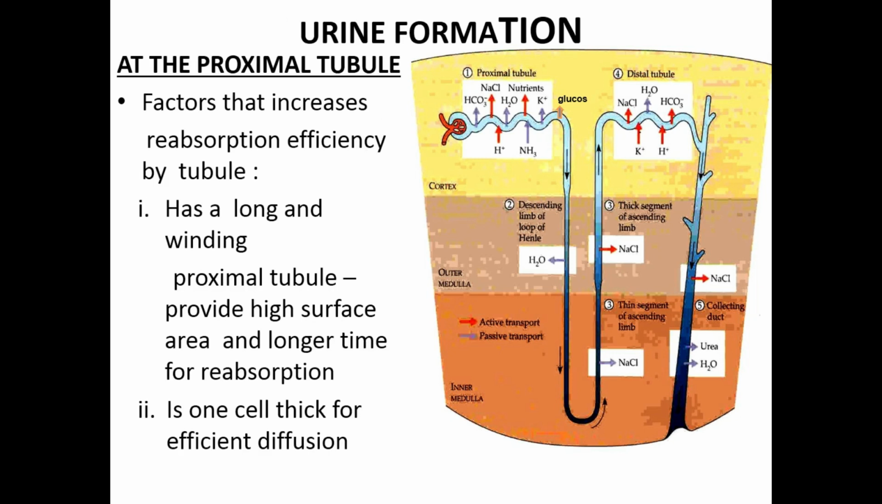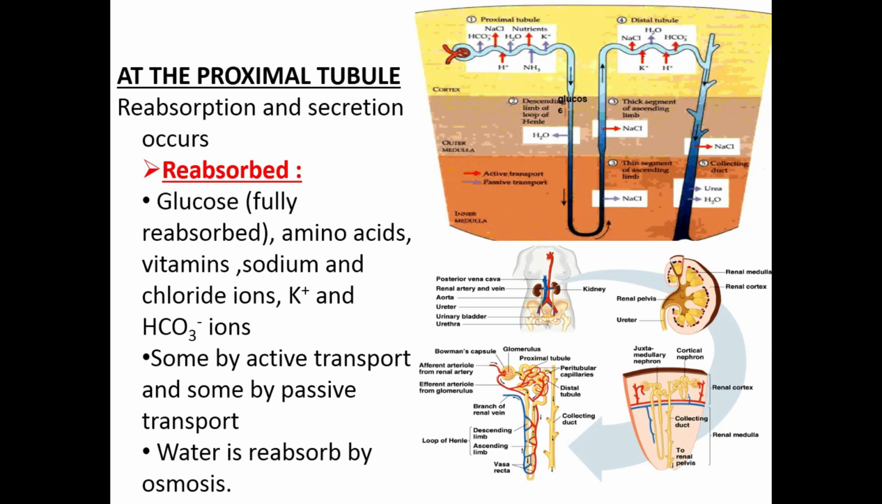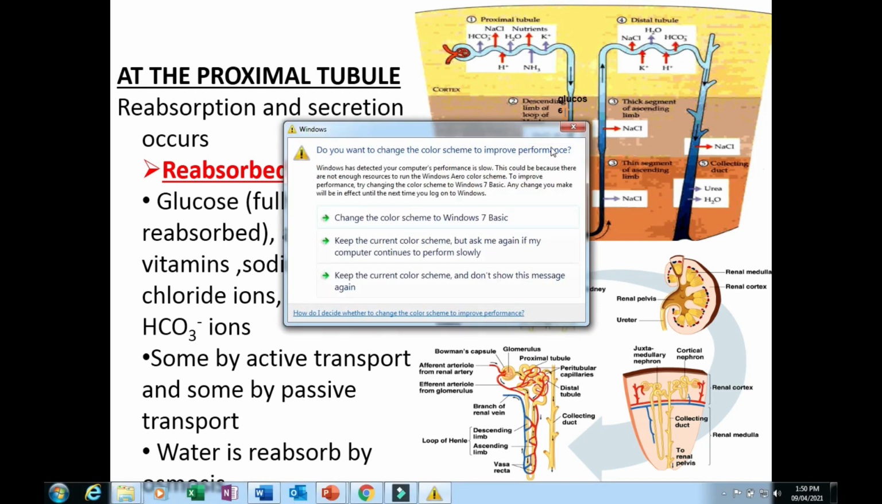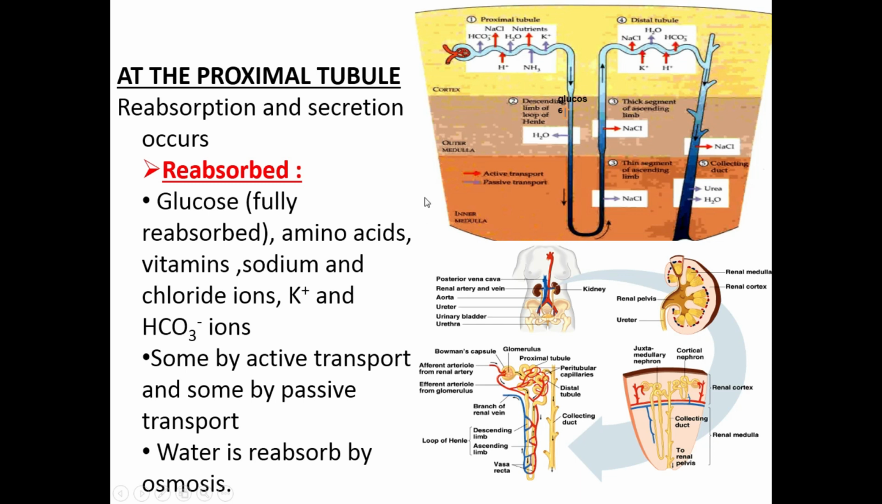Okay, so at proximal convoluted tubule, the first one, what you have to know is what is meant by reabsorption: glucose, amino acids, vitamins, sodium, chloride ion, K plus, and bicarbonate ion will be transported back to your blood circulation. So meaning that all these substances will move out from the kidney tubule here, move to peritubular capillaries, and move to renal vein back to your blood circulation by using either active transport or passive transport, and water by using osmosis. Okay, so now there are four factors that affect the efficiency of proximal convoluted tubule in reabsorption.